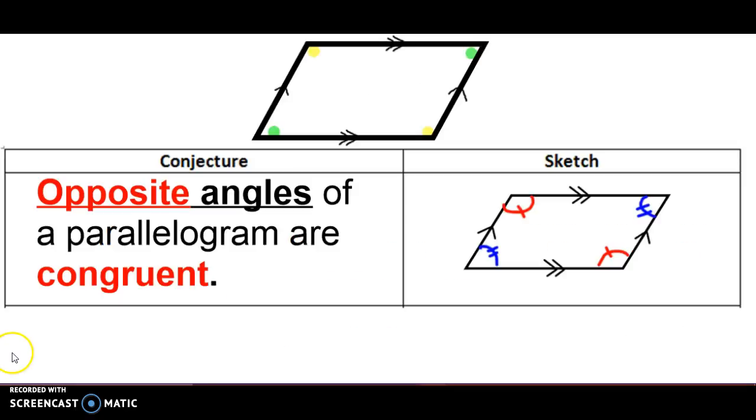Then we have talking about opposite angles. So when I have a parallelogram, you'll see in my picture over here that our opposite angles are going to be congruent. So if these angles were labeled A, B, C, D, we could say that angle A is congruent to angle C and angle B is congruent to angle D.